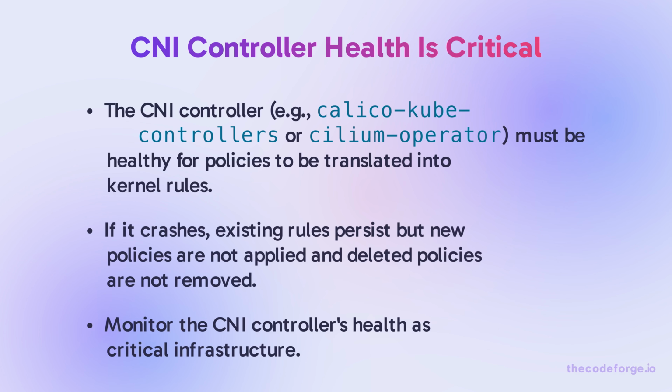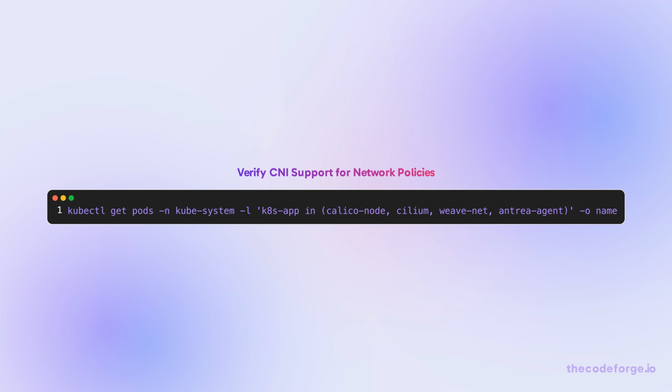The CNI controller, e.g., Calico kube-controllers or the Cilium operator, must be healthy for policies to be translated into kernel rules. If it crashes, existing rules persist but new policies are not applied and deleted policies are not removed. Monitor the CNI controller's health as critical infrastructure. Run this command to confirm your CNI plugin enforces network policies. If only Flannel is present, policies are silently ignored.